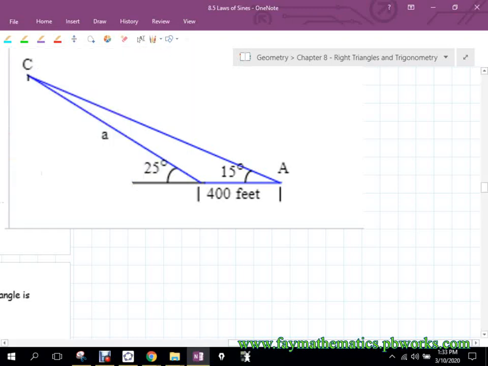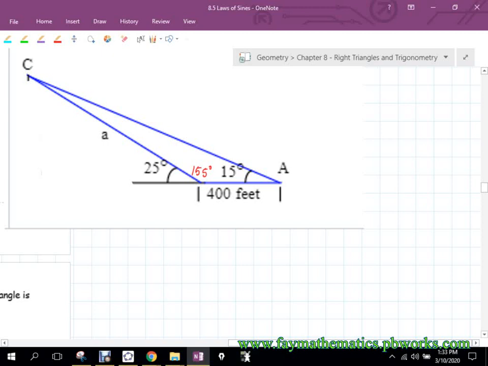Do you know what that angle right there is, that red angle? Or a way to find it? It's the supplement of 25, right? So we're taking 180 minus 25, which gives me 155. Okay? Which is nice.